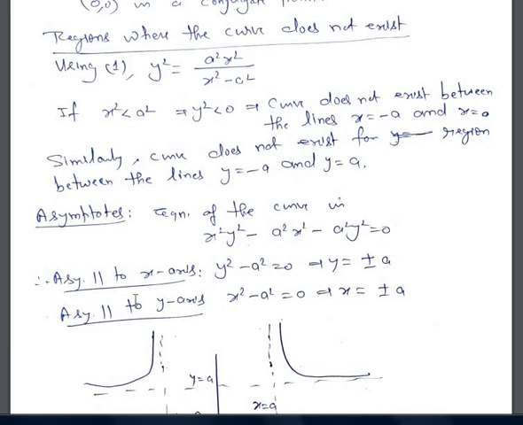Now for finding asymptotes parallel to the x-axis, what do we have to do? We have to equate the coefficient of the highest power of x to 0. What is the highest power of x here? x squared appears here, x squared appears here. So therefore the coefficient of x squared, y squared minus a squared, is equal to 0. That means y is equal to plus minus a. Similarly, asymptotes parallel to the y-axis are given by x squared minus a squared is equal to 0. That means x is equal to plus minus a.